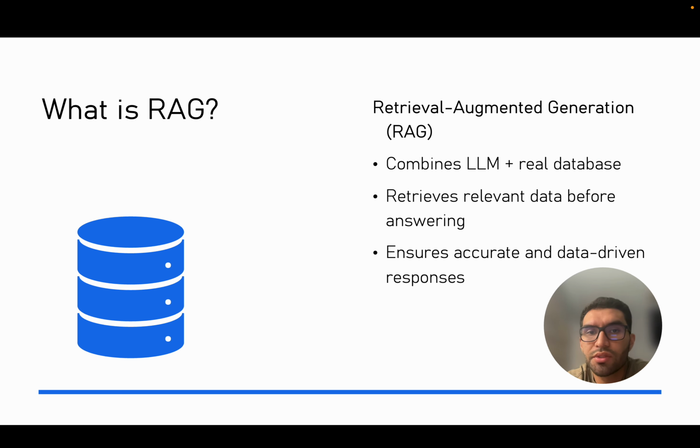This is where retrieval augmented generation, or RAG, becomes important. RAG combines a language model with a real database. Instead of generating answers purely from memory, the system first retrieves relevant data and then generates a response based on that data.